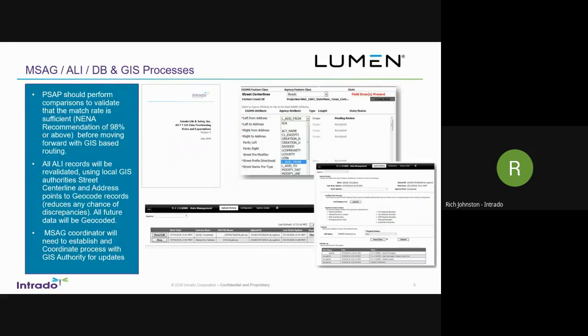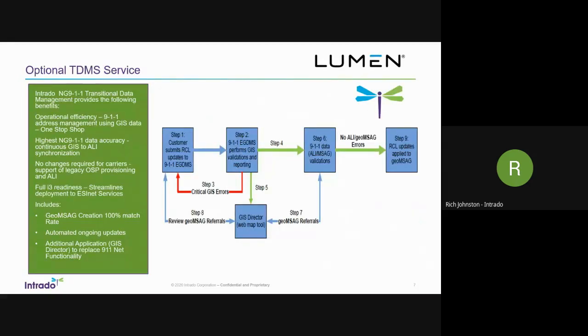What we talk about with our TDMS service, which stands for Transitional Data Management Solution, is we try to make that a lot easier. So what we do with this service is first, before this go live and maintaining it, we have to get all of our data in order. And part of that I alluded to earlier was the NENA recommendation of getting up to a 90% match rate between the existing legacy data and the GIS data. Again, we want to get that up to 100%, and then maintain that throughout the life cycle of the solution.